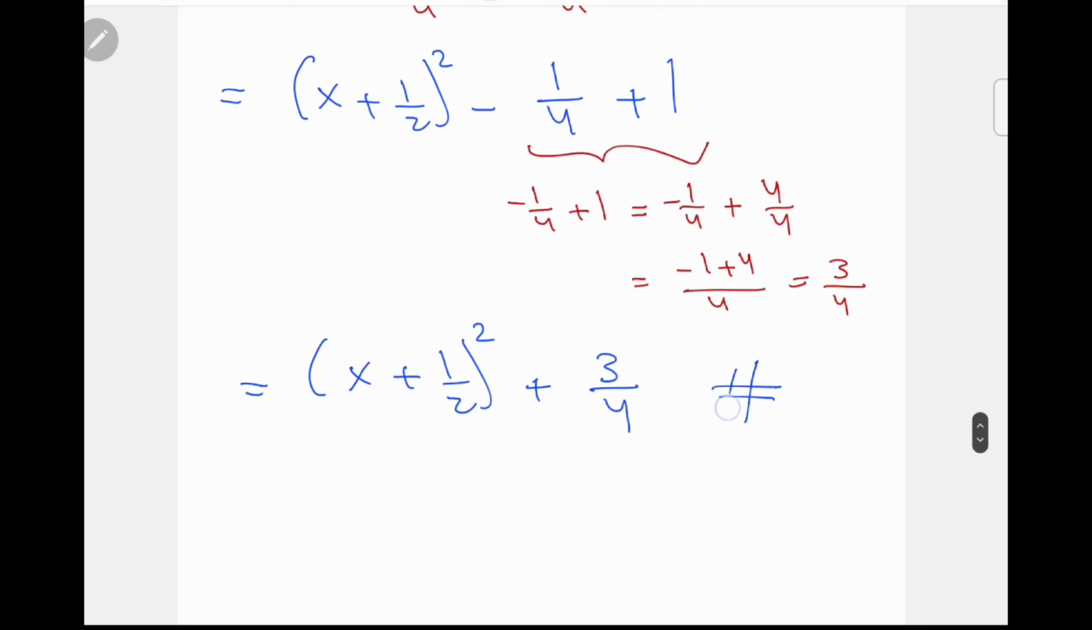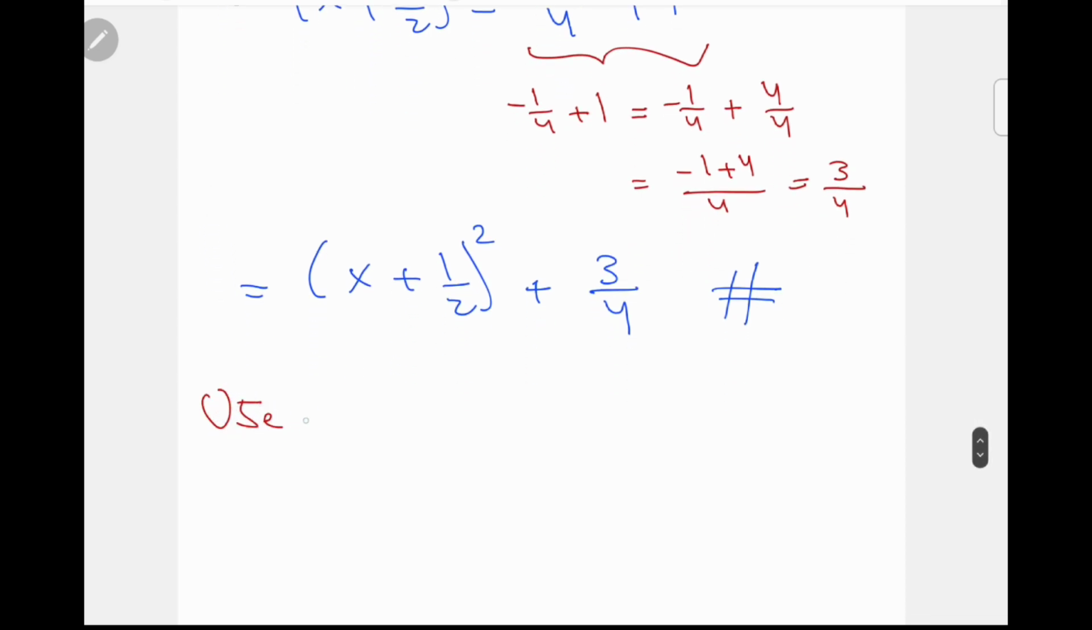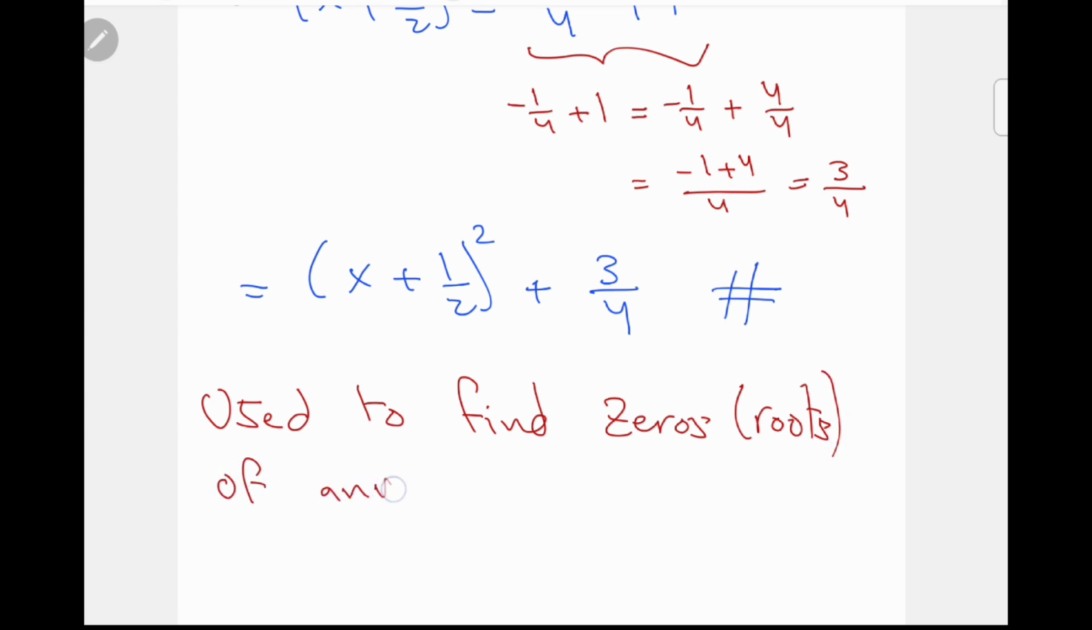So what is the benefit of this? This is used to find the zeros or the roots of any quadratic function equation.